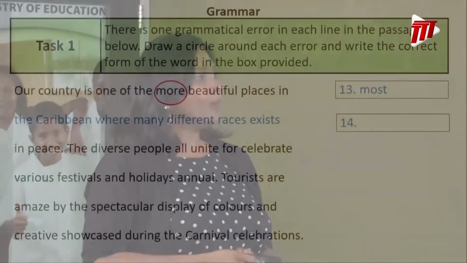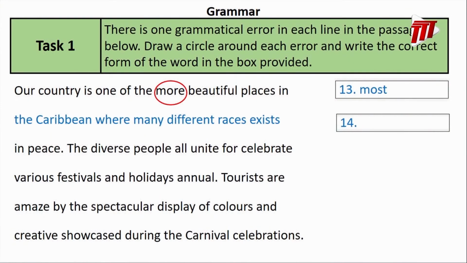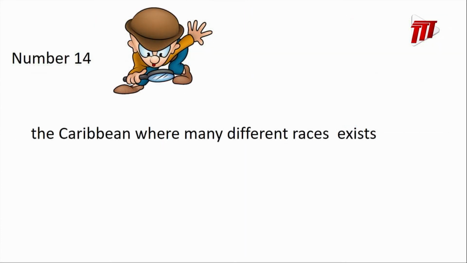The Caribbean, where many different races exist. We're looking at the second line now. Look at it carefully. Let's look at it in isolation. The Caribbean, where many different races exist. What do you understand that's wrong there? We're talking about many different races, and we have the verb exists. What do we know about singular and plural?